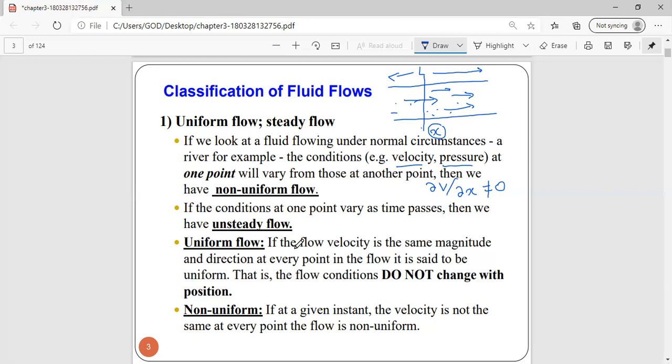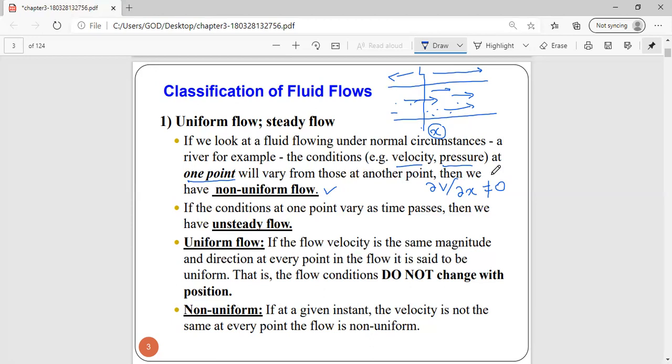The velocity, pressure, acceleration, these are all conditions with reference to one point. If they are not varying with X, then we call it a uniform flow. If these are varying about a point, then we call it non-uniform flow. That means if the change of velocity with reference to X is equal to 0, then we call it a uniform flow. If it is not equal to 0, then we call it non-uniform flow.